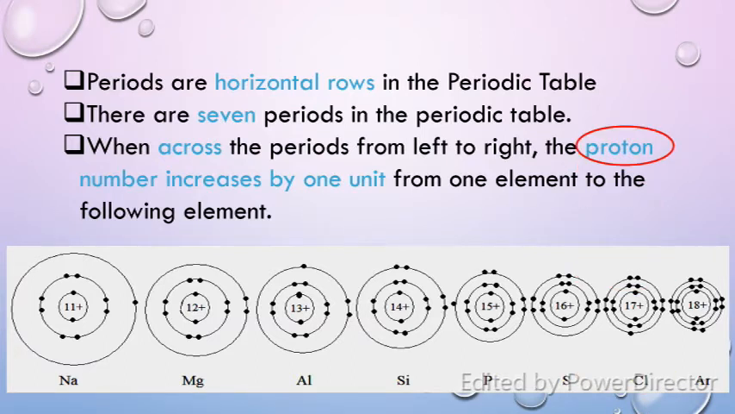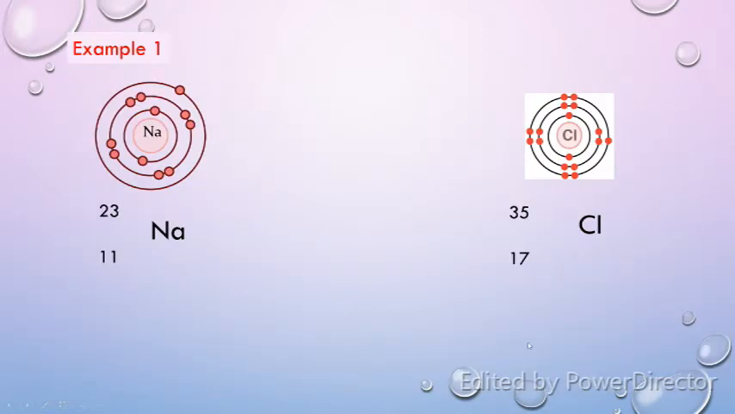So my question now: where is the location of the proton in an atom? Do you still remember? Yes, the proton is located in the nucleus of an atom. So now, look at example number 1.